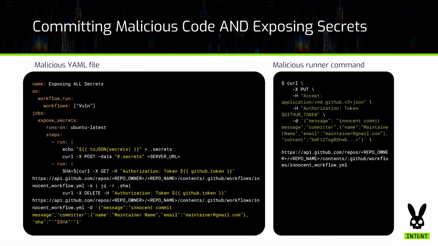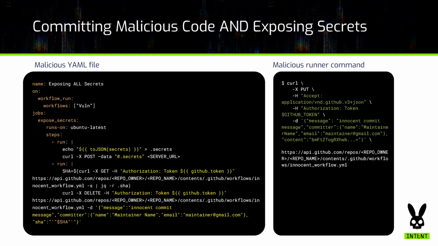We created a new workflow on the left side that has several parts. It will be triggered whenever the vulnerable workflow is over. And it will write all the secrets into some JSON file, called .secrets, and send it to our server. And in addition, the second step, we also want to delete that workflow to hide our tracks. So the maintainer wouldn't know that we did anything there.